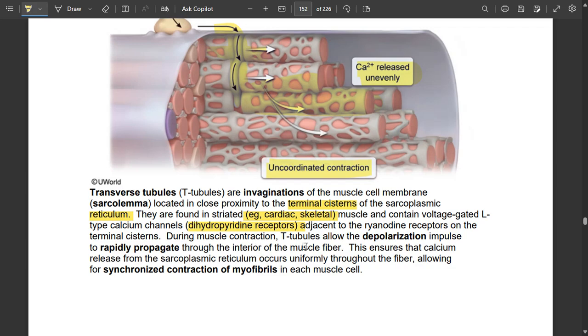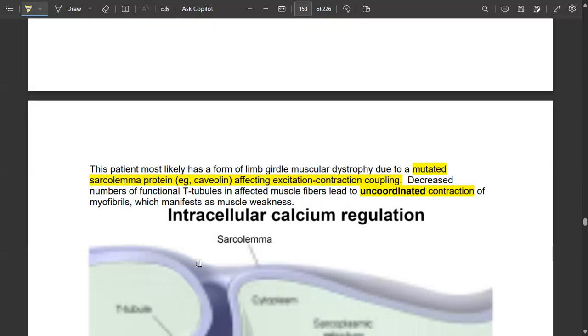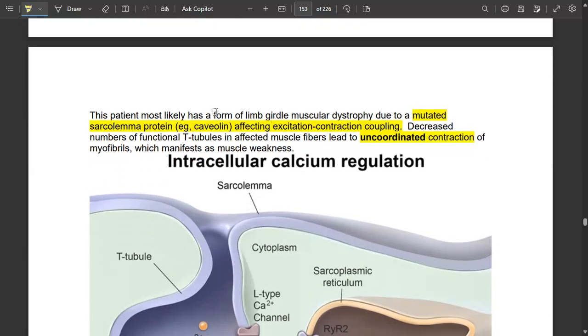During muscle contraction, T tubules allow the depolarization impulse to rapidly propagate through the interior of the muscle fibers. This ensures that calcium release from the sarcoplasmic reticulum occurs uniformly throughout the fiber, allowing for synchronized contraction of the myofibrils in the muscle cells. So it causes depolarization of the interior of the muscle fibers, and calcium release from the sarcoplasmic reticulum occurs throughout the fibers uniformly. Therefore, synchronized contraction of the myofibrils occurs, while this patient most likely has a form of limb girdle muscular dystrophy.